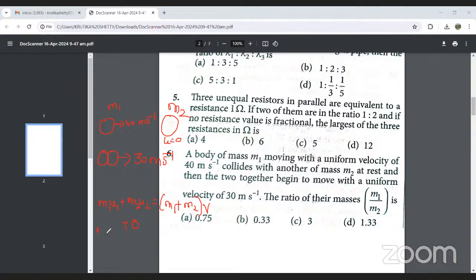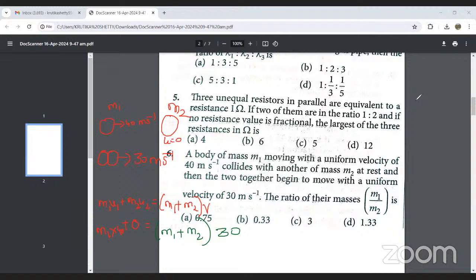What about the first body? The first body, you can write it as M1 into the velocity 40, which is equal to M1 plus M2, so keep it M1 plus M2 as it is, into V. V is 30. Correct. So what we require is the ratio of the masses M1 by M2, right? What we can do with this now? M1 by M2 simplification. So last one step is remaining.